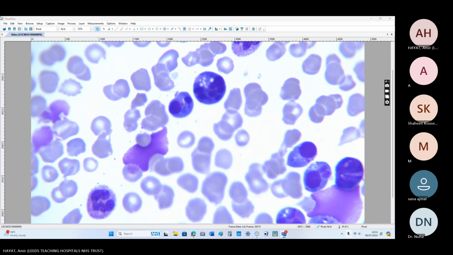The patient needs emergent hematology involvement and initiation of the treatment.